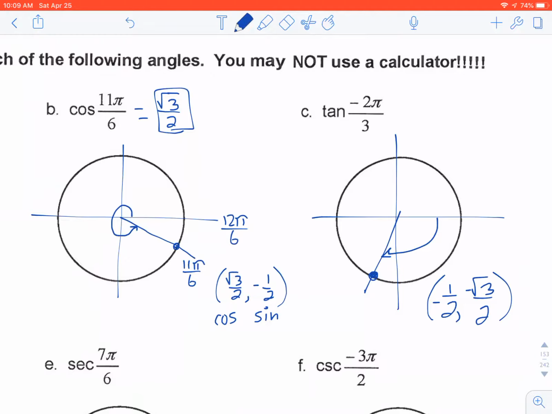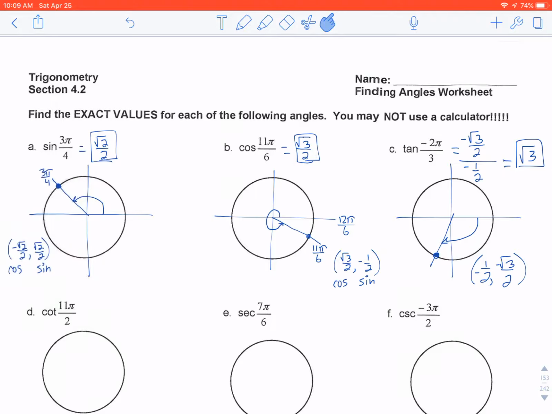So finding the tangent of this, our tangent is always sine over cosine. So negative square root 3 over 2 over negative 1/2. Okay, so to clean this up, you can multiply by the reciprocal. So you end up with a reduced answer of square root 3. Okay, so that's our answer for C.